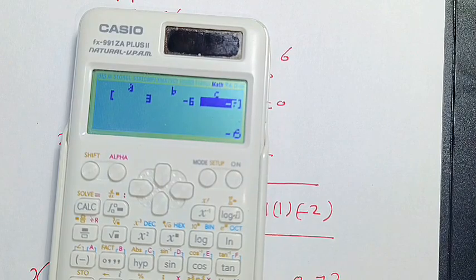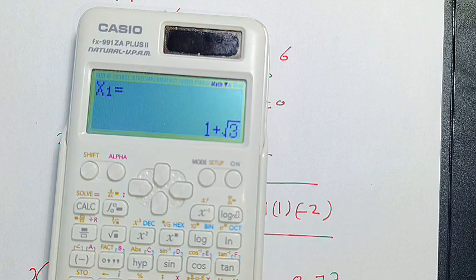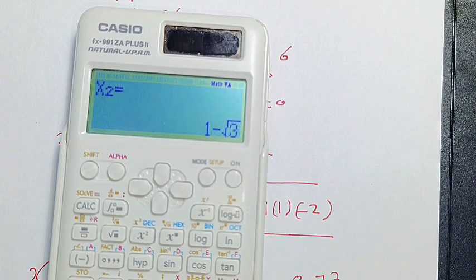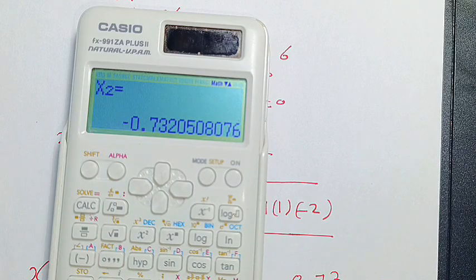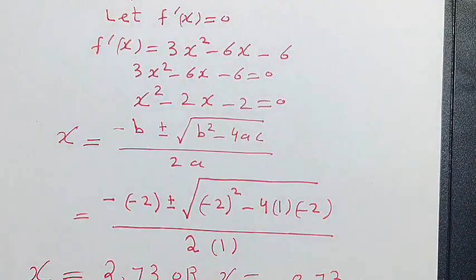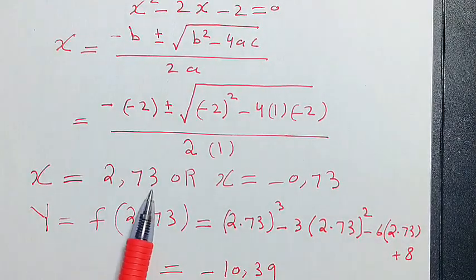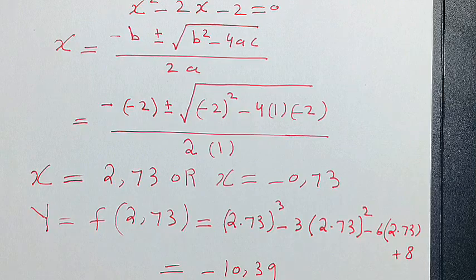Now you press equal, so we get the first answer, 1 plus root 3. If you want to write it in decimal, you press S to D, there is 2,73. Press equal. Now the second one, if you want to find it in decimal, press S to D, there is negative 0,73. So our answer is correct. Same through calculation we found 2,73 and negative 0,73, and then by calculator it is the same.